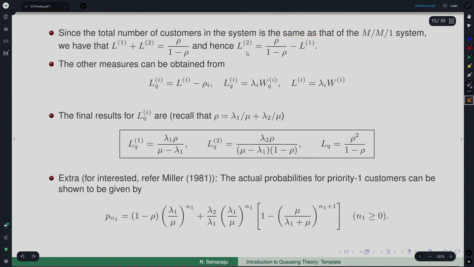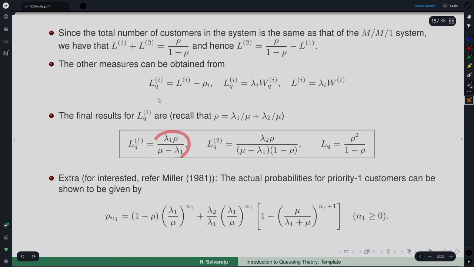Once you know L1 and L2, the other measures LQ, WQ and W with respect to each of these priority classes can be obtained through the relationship that we have here. Now, we will not derive that result, but we are mentioning the final results for the purpose of comparison. Taking LQ for both classes completely, it is rho square by 1 minus rho, because that is what you get for an M/M/1 model. Now, LQ1 is obtained to be this and LQ2 is obtained to be this from this relationship.